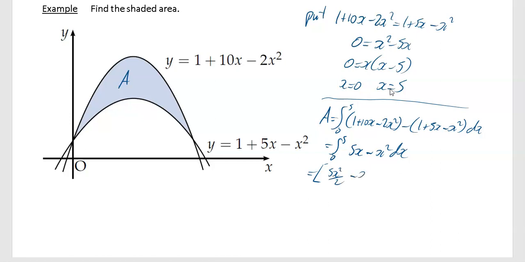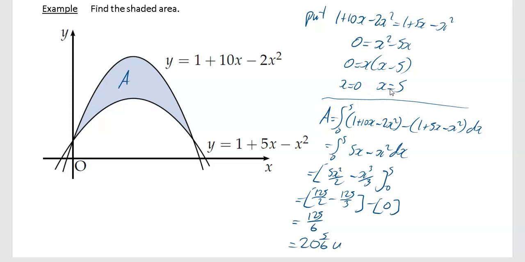So we've now integrated, we're under our square brackets. It's 5x squared over 2 minus x cubed over 3, and 5 and 0 go in. Putting in the 5, 5 times 5 squared is going to be 125, and that's over 2, minus 125 over 3. And putting in your 0, 5 over 2 times 0 squared is going to be 0, minus 0 cubed over 3 is just going to be 0. And when you work that out, you're going to get 125 over 6, which is the same as 20 and 5/6, and that's units squared. And that's it done.